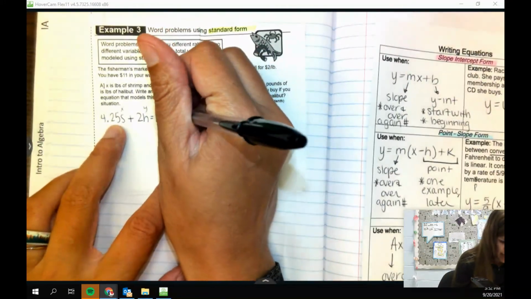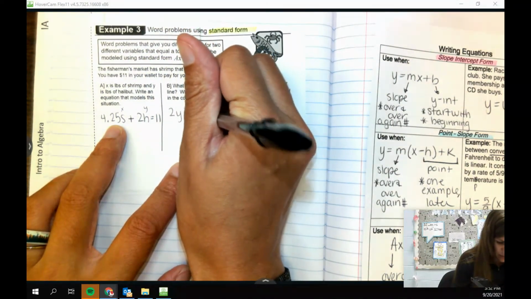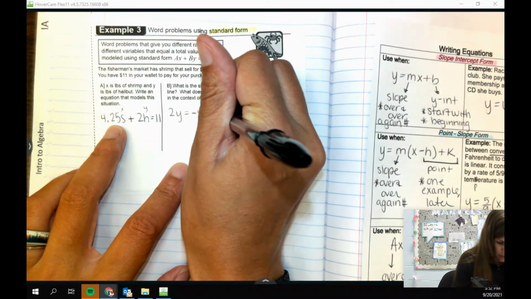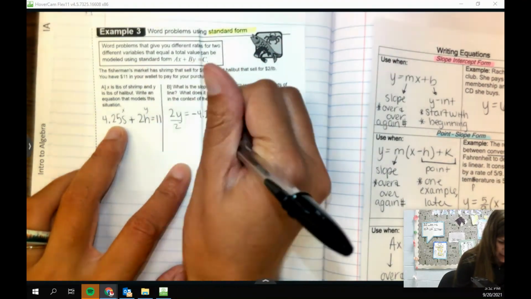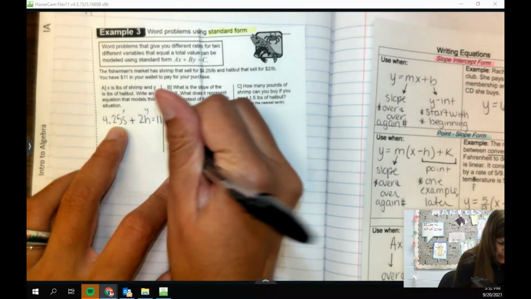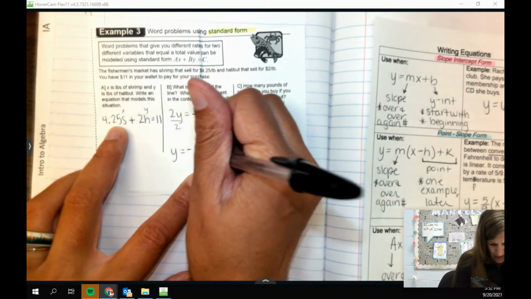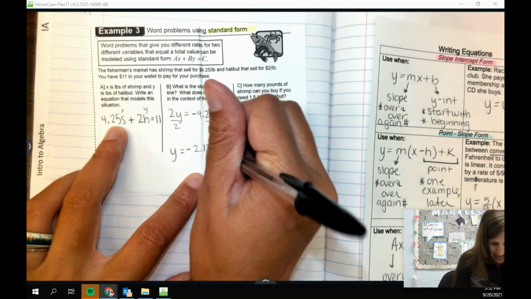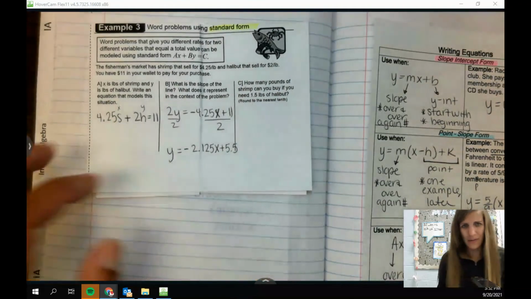So we would want to subtract that 4.25S. I'm going to change them to x's and y's now. And then I would divide everything by 2. And so we'd have y equals negative 2.125x. Ew, gross. Plus 5.5. Oh my God, I hate all this.